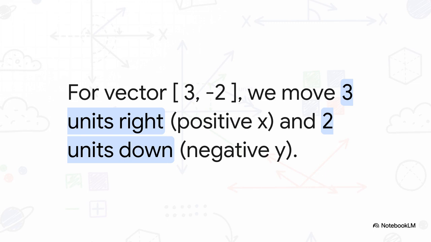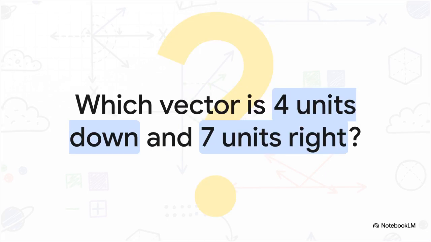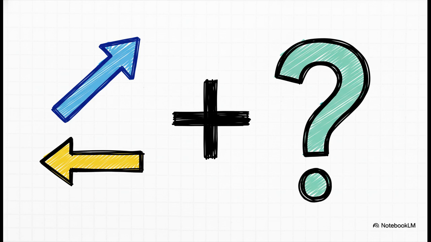Yeah, it's like a little treasure map. The first number is how far to go sideways, the second is up or down. Okay, time for a quick quiz. If you follow these directions, which vector do you actually get? All right, so we get single vectors, but what happens when we start combining them?